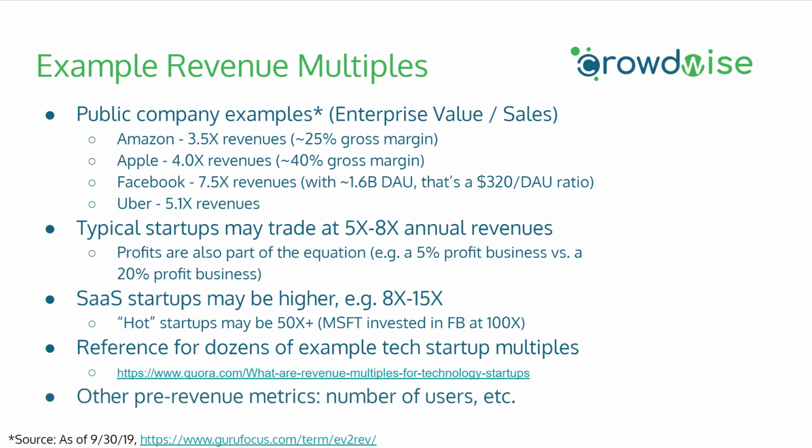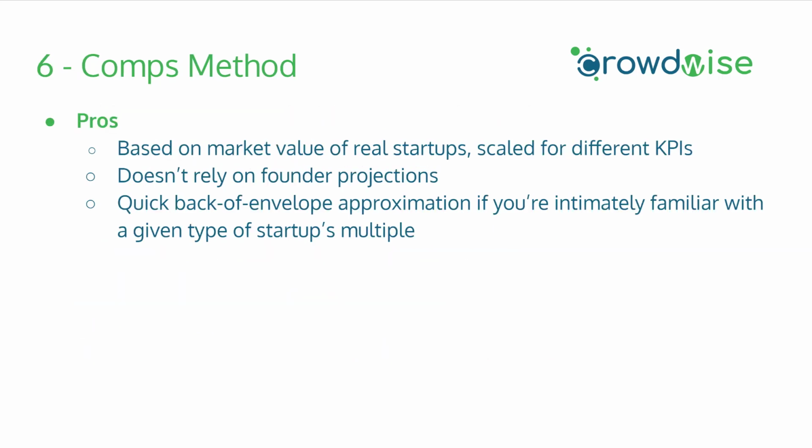But remember, there's other pre-revenue metrics. You can use number of users, whatever you think the KPI is for your given startup. So, pros and cons of the comps method. Pros, it's based on the market value of real startups, and you scale it for the different KPIs. Thus, it doesn't rely on founder projections. You're looking at real market data and doing your own calculations.